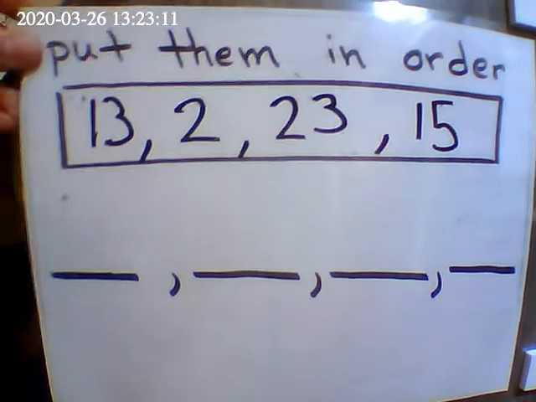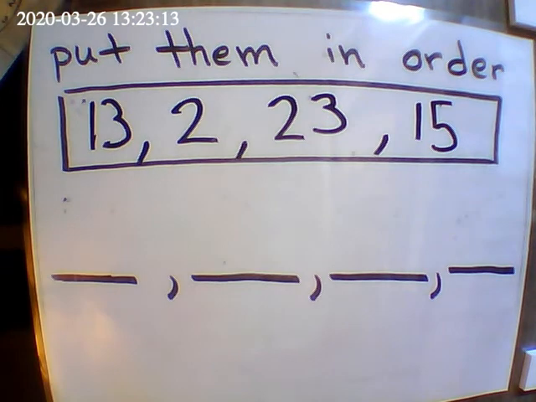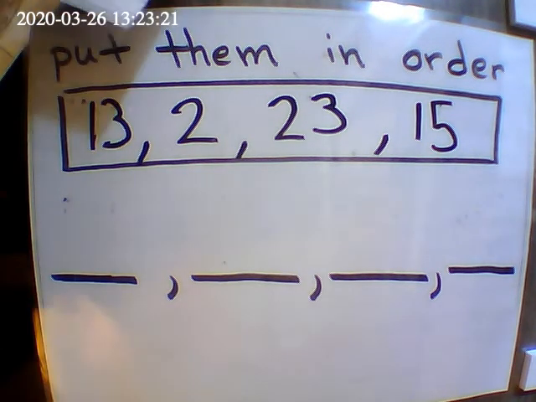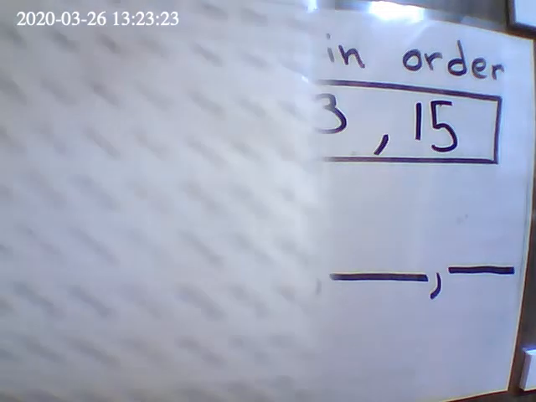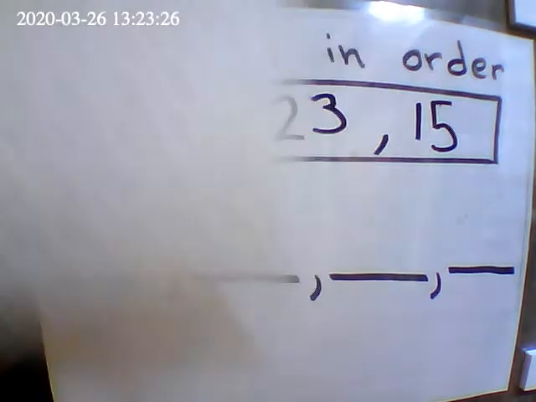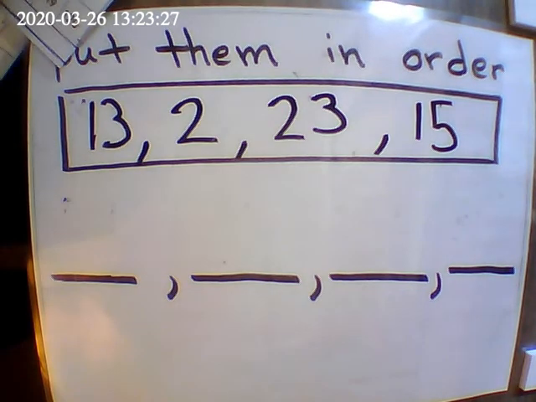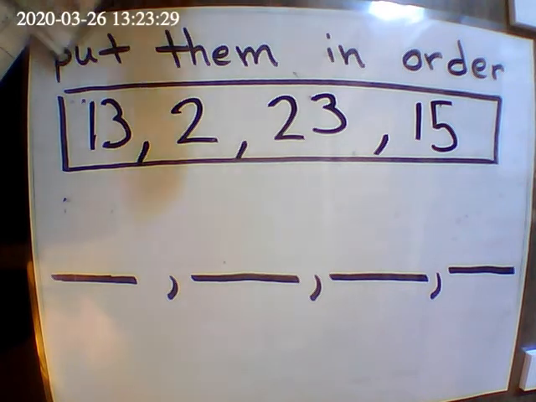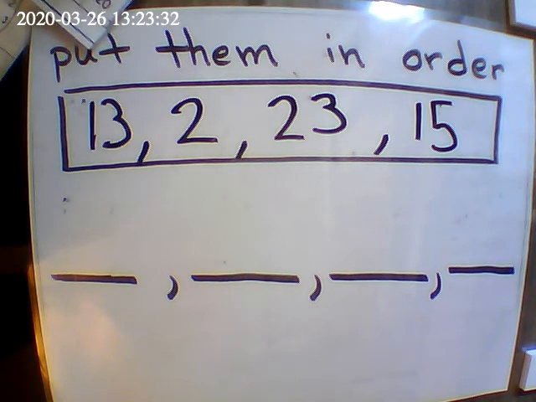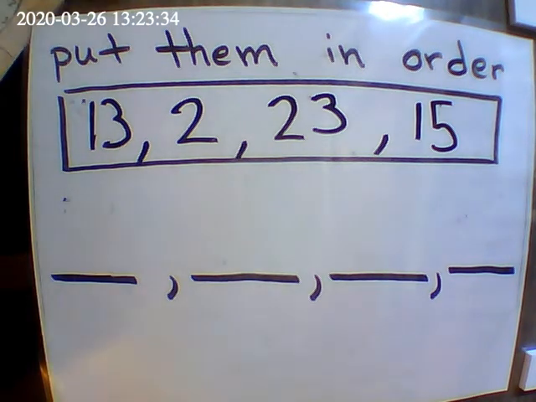And we're going to put our numbers in order. Like I've done in my other videos, I get my hundreds chart out if needed. And I'm going to circle the numbers. So I have 13, 2, 23, and 15.